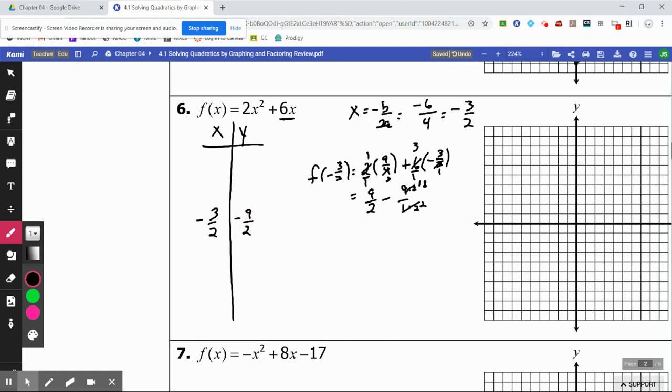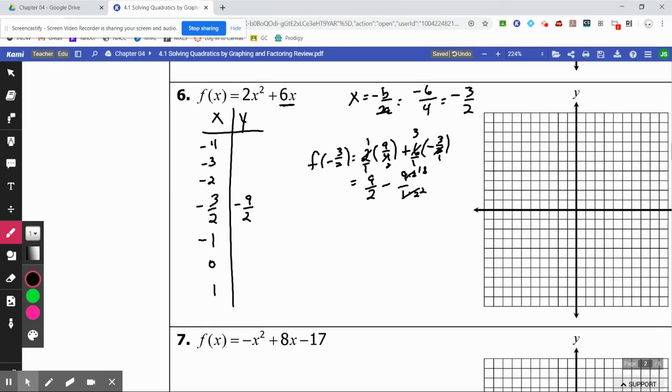So there's your vertex. So now let's plug some points in on each side. Again, this was -1.5. So let's do -1, -2, and -3 on one side. Well, hang on just a second. I got those mixed up. Since that's -1.5, it'll be -2, -3, and -4 on one side, and -1, 0, and 1 on the other side.